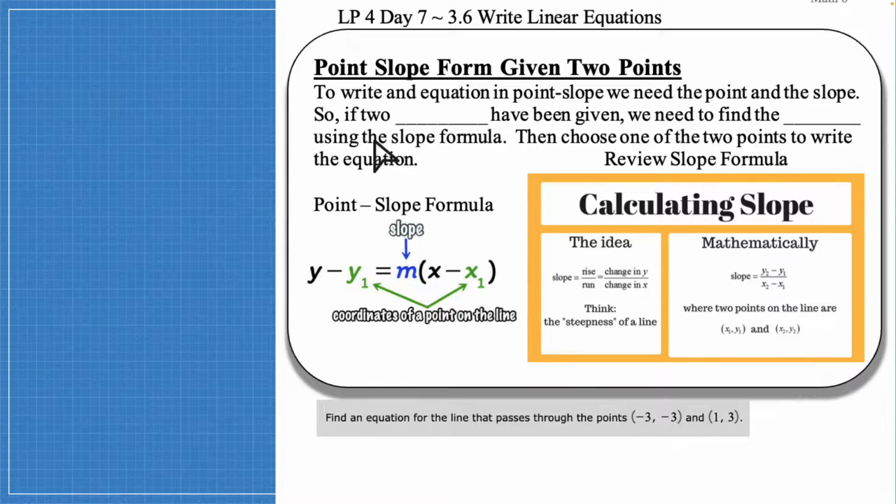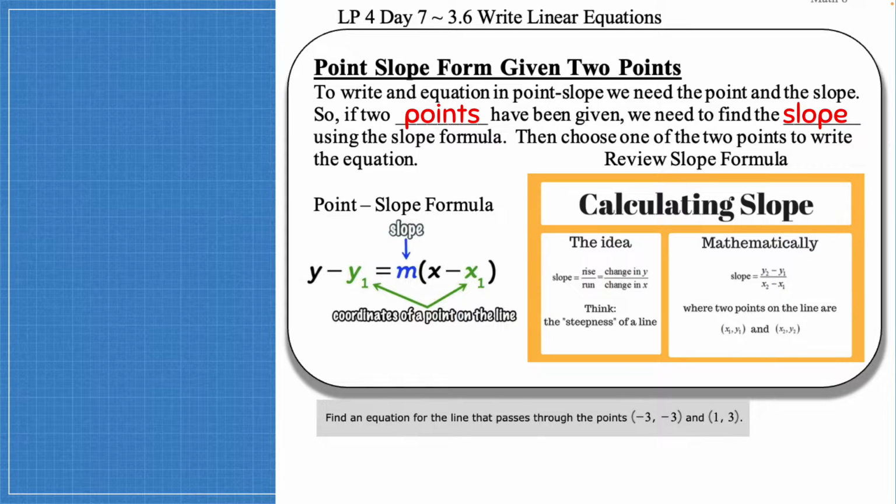So if 2 points have been given, we need to find the slope using the slope formula. So I need to know what that slope is. Then we choose one of the 2 points in the equation. So with this one, calculating slope, to review the slope formula, we have rise over run, which is the change in y over the change in x. So we think of it as the steepness of the line, right? That's just the main idea here.